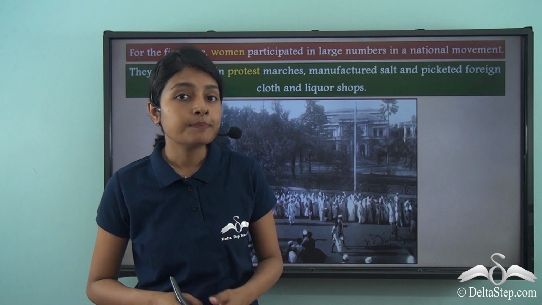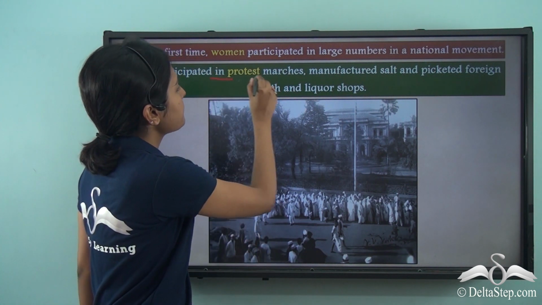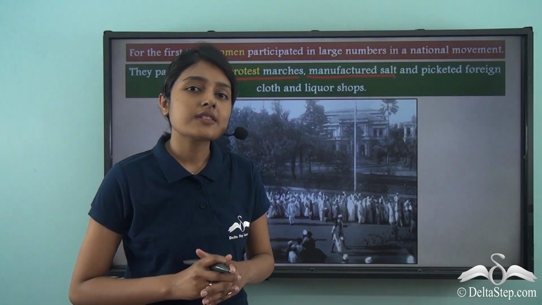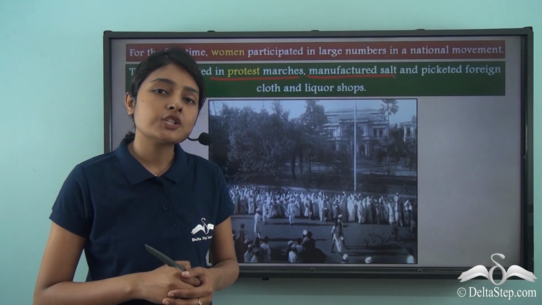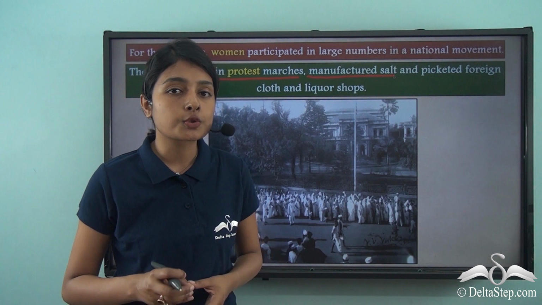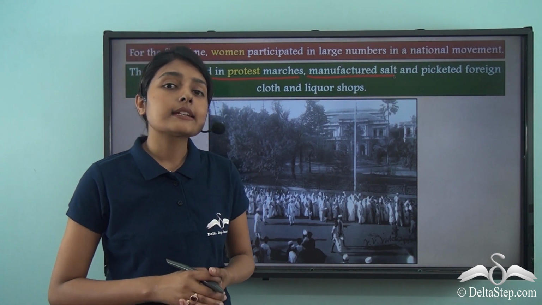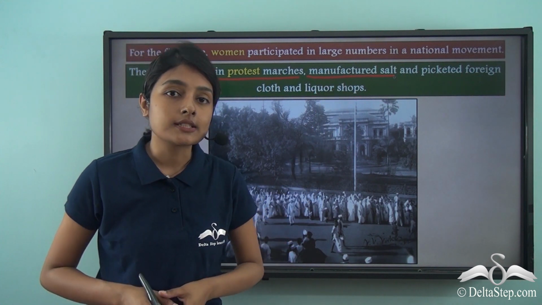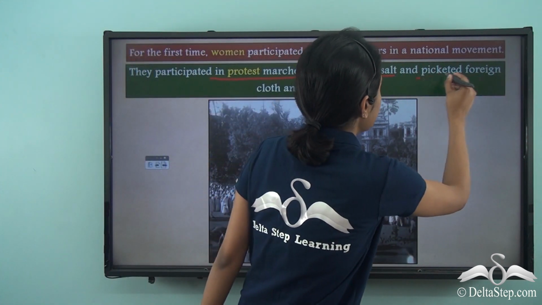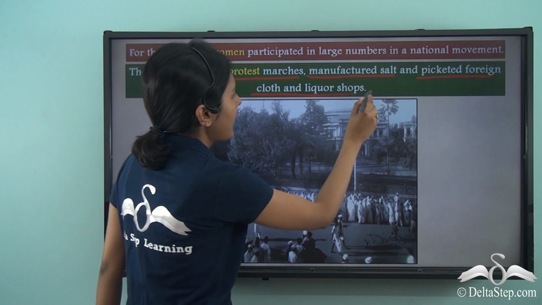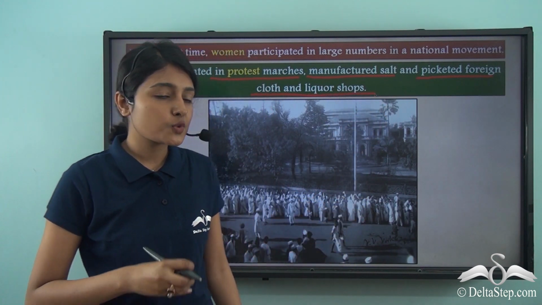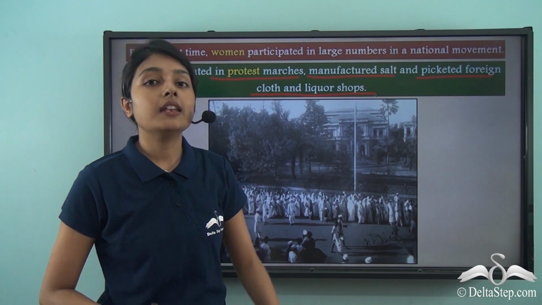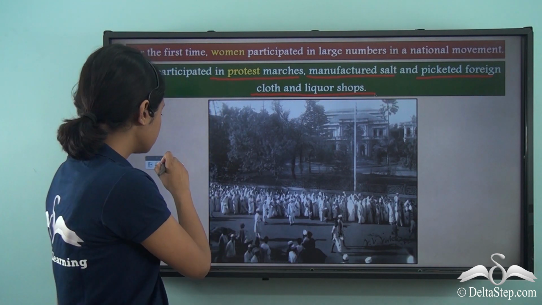Now, during this time, women were participating in protest marches, they manufactured salt. Because just a while ago, this point was mentioned that many women undertook the Dandi march, and upon reaching Dandi, these women manufactured salt. They also picketed foreign cloth and liquor shops. So this was a full-fledged participation from women in a national movement.